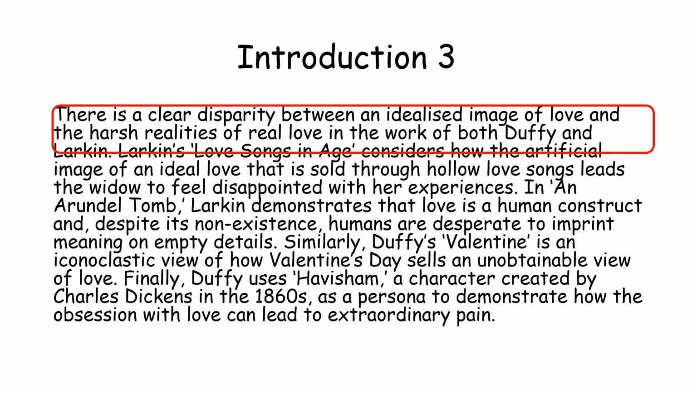This student then moves on to talk about each poem in the same way that Introduction 2 did. So Larkin's Love Songs in Age considers how the artificial image of an ideal love that is sold through. If you look at the way that this student deals with Love Songs in Age, it shows a little bit more of a perceptive understanding of how that poem reveals these aspects of love. This student again shows that there's another poem that does this. So, for example, Larkin demonstrates that love is a human construct and, despite its non-existence, humans are desperate to imprint meaning on empty details, really identifying how this poem reveals something about the theme.